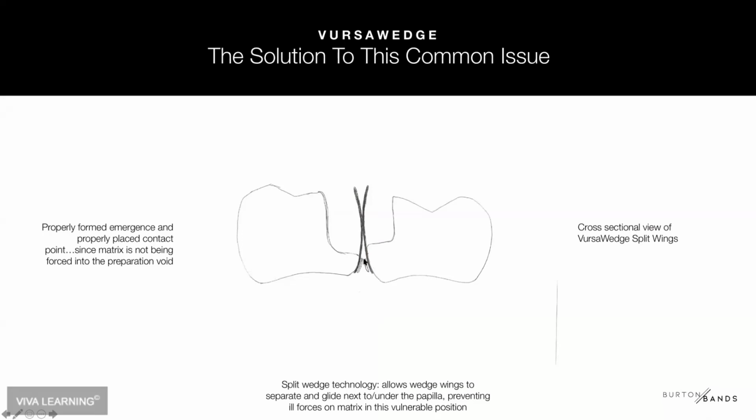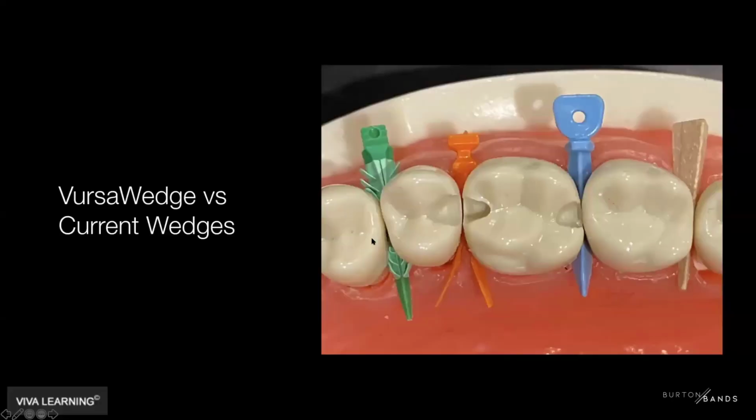Diagram showing VersaWedge in the same case. And this is what I see a lot, and this is what makes it work: it allows these wedge wings to sit down in these areas. So the papilla is coming up in between here, but it's squeezed because it's being pushed on by both wings. So you're not going to have any seeping issues. It's being pushed, but at the same time, the wedge is able to stay low, seal these margins, and allow you to do your thing up here.